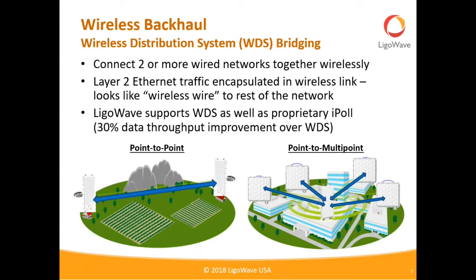So what is a wireless distribution system? A wireless distribution system basically connects two or more wired networks together wirelessly. And what happens is that it looks like a wireless wire. So traffic comes in from your switch or from your PC or whatever, and it's coming in on a standard Ethernet frame on a wired network.